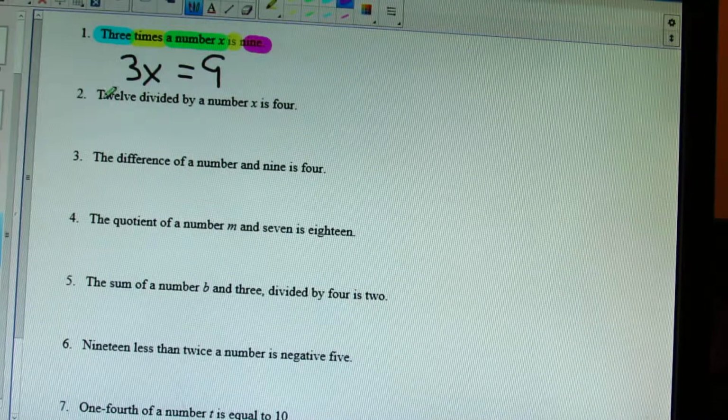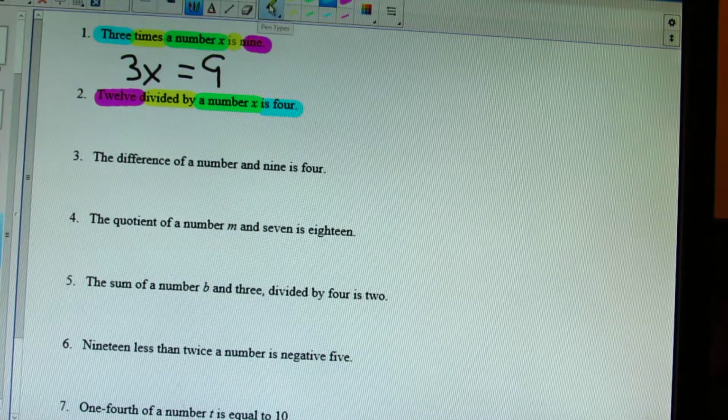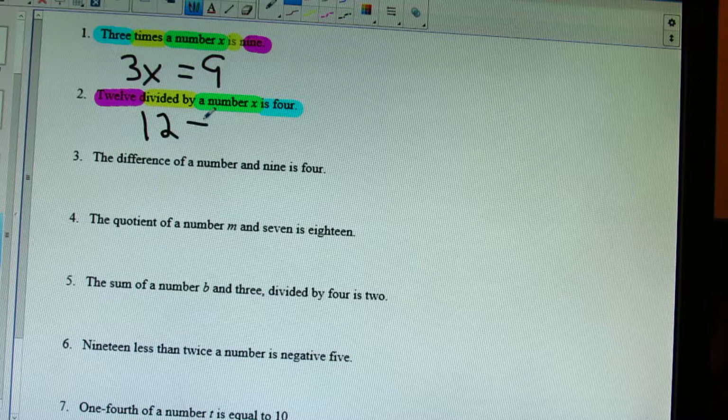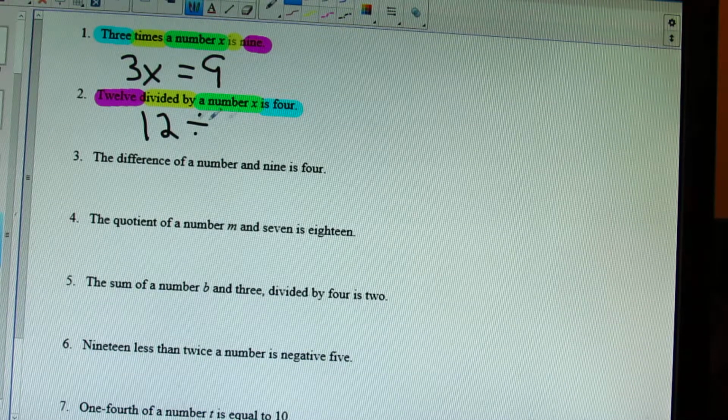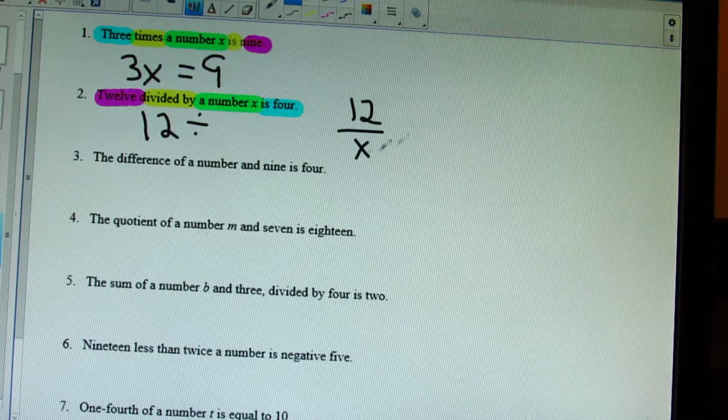12 divided by a number x is 4. 12 divided by, I don't want to use this dividing symbol. So instead I'm going to write it as a fraction. 12 divided by a number x is 4. Okay, I'm going to go a little faster now.